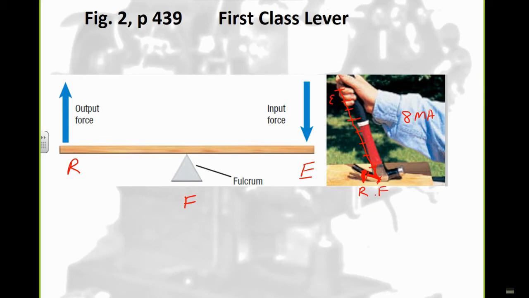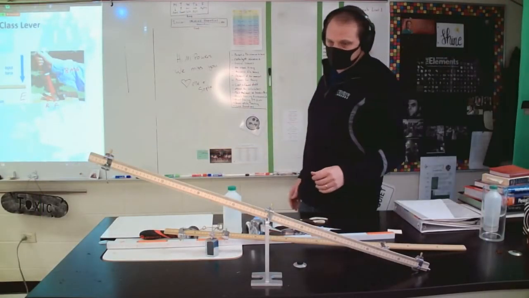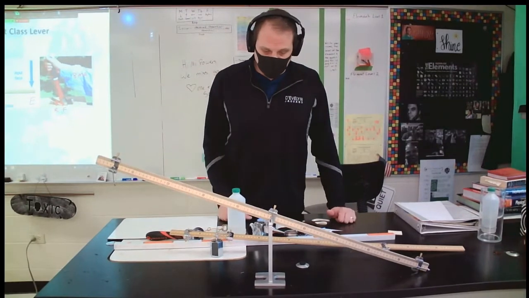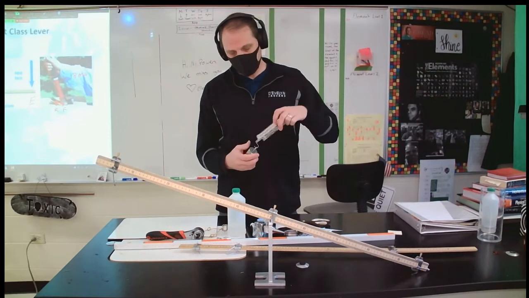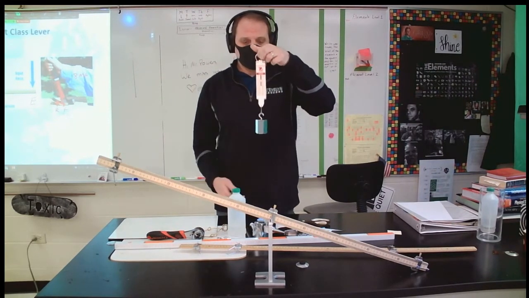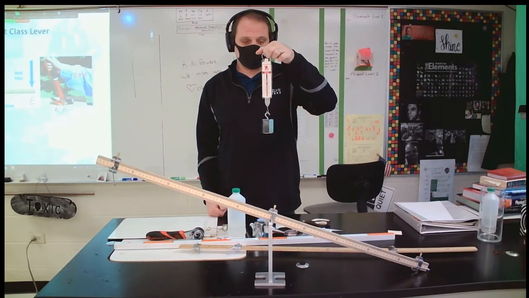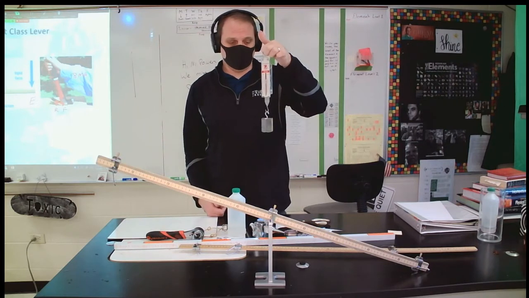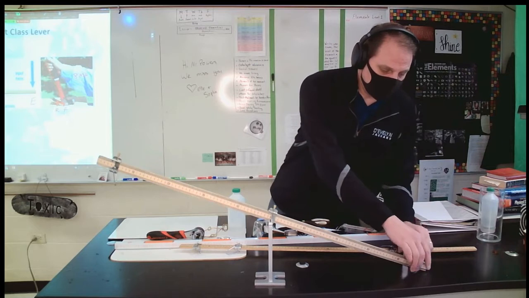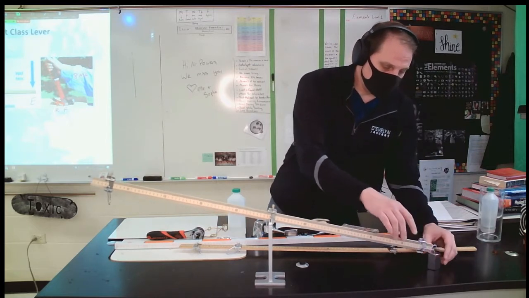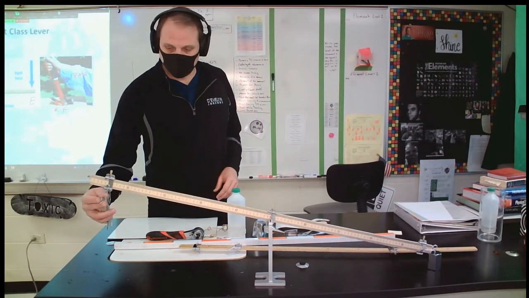So let's look at it with regard to these meter sticks that we've set up. Okay, so what we do first of all is we set up a 500-gram weight, or 500-gram mass, and when we take the weight of that 500-gram mass, we'll see that it's about 5 newtons, okay, 4.9 newtons. So we're going to set that up, and that's going to be our resistance over there, and then we want to create an effort over here.